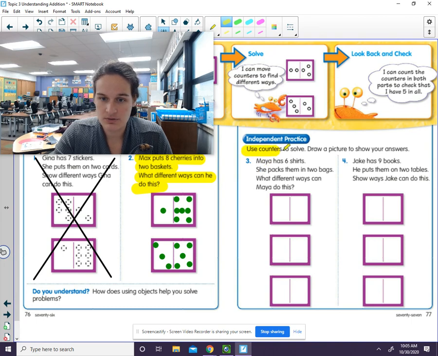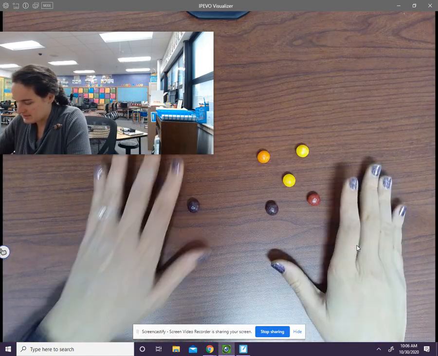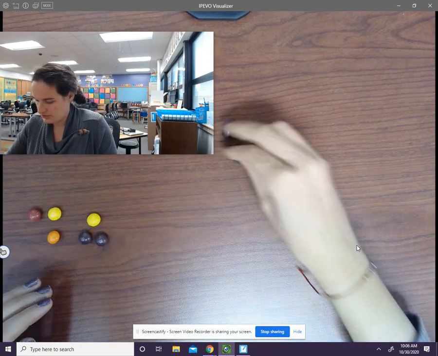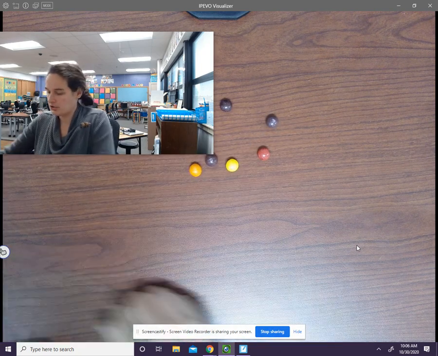This one says, use counters to solve. Draw a picture to show your answers. Maya has 6 shirts. She packs them in 2 bags. What different ways can Maya do this? So we are using 6. So I have too many here. I need 6. 1, 2, 3, 4, 5, 6. So those are her shirts.